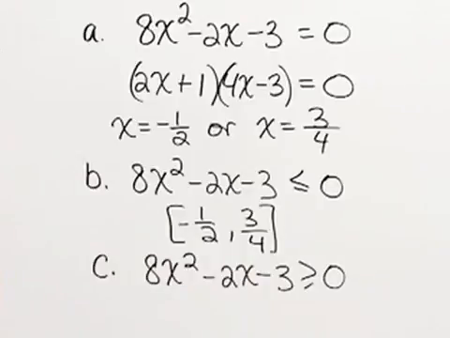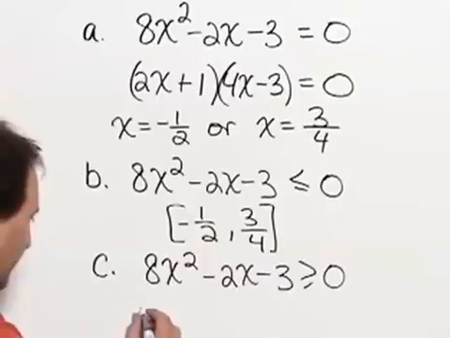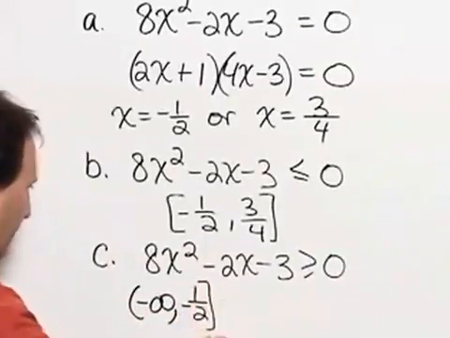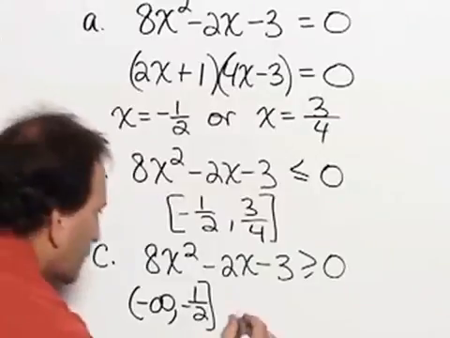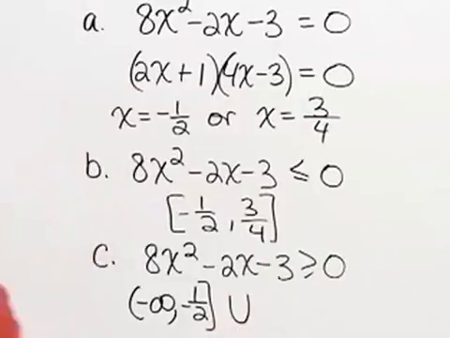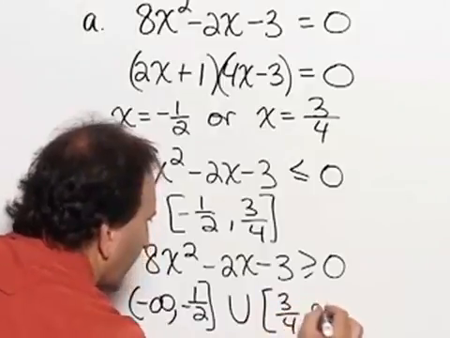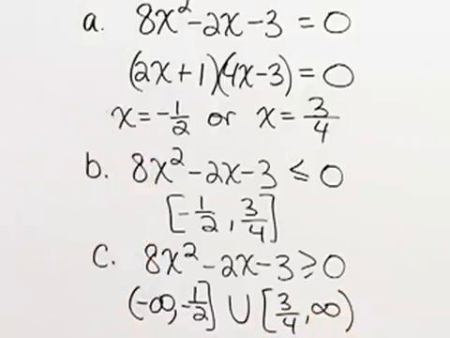So therefore, we would write in interval notation, negative infinity up to and including negative 1/2, union starting at 3/4, including the 3/4, going up through positive infinity.